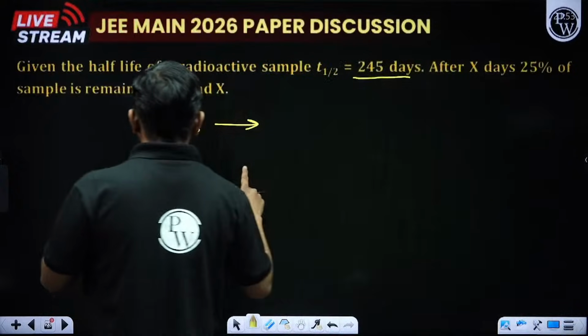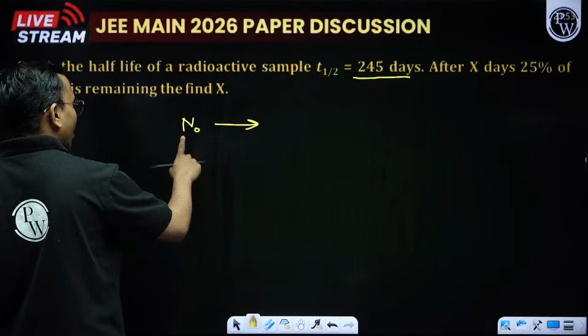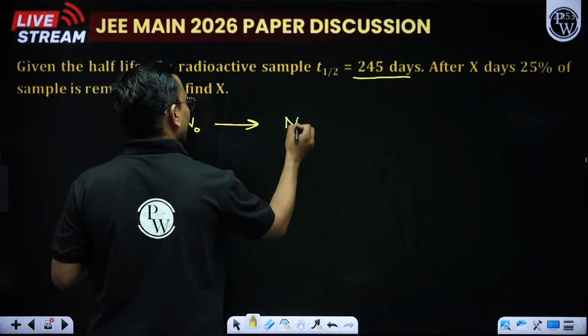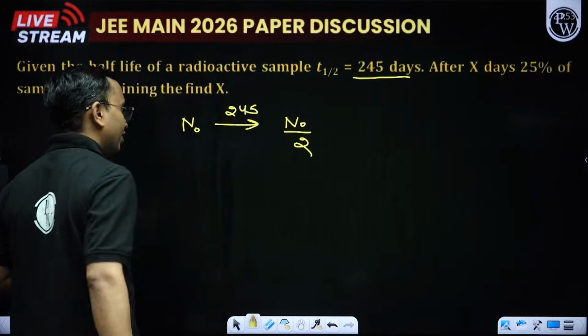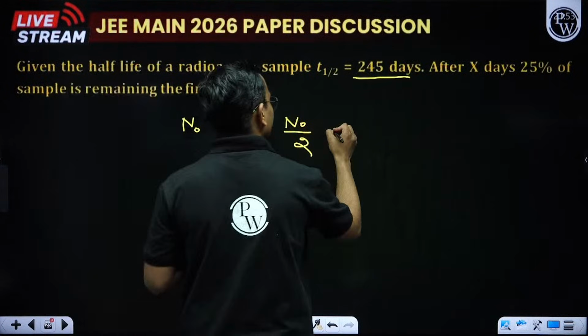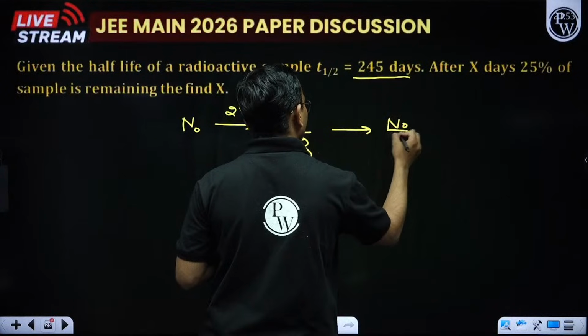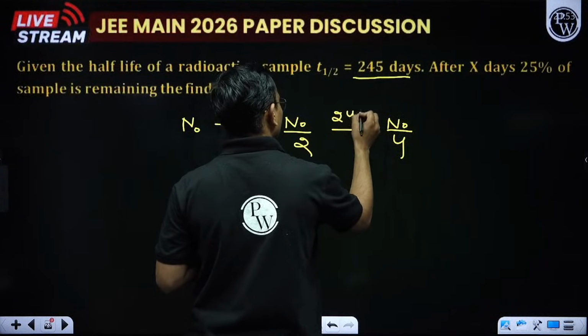So N naught is there. In one half-life, it will become N naught by 2. How many days? In 245 days. In the next half-life, it will become N naught by 4. In how many days? 245 days.